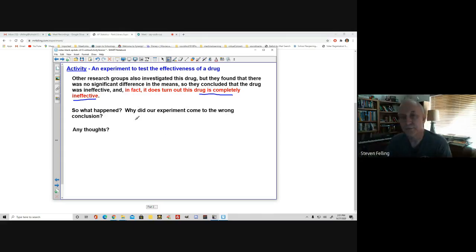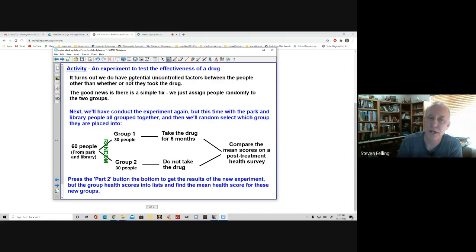Okay, so here's the problem. It turns out that we have potentially uncontrolled factors between the people other than whether they took the drug or not, right? We want there to be only one difference between group 1 and group 2, which is that they took the drug, because I want to be able to say this difference that we saw is due to the drug.